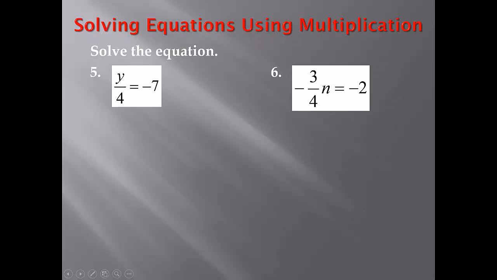Now we're going to solve equations using multiplication. So for number 5, we have y divided by 4 equals negative 7. So in this problem, we are dividing by 4. The opposite of dividing by 4, the inverse operation, would be to multiply by 4. So we're going to multiply both sides by 4.